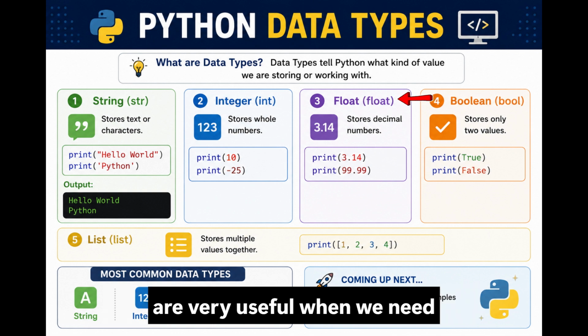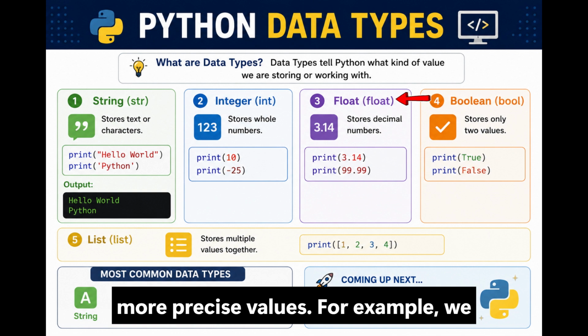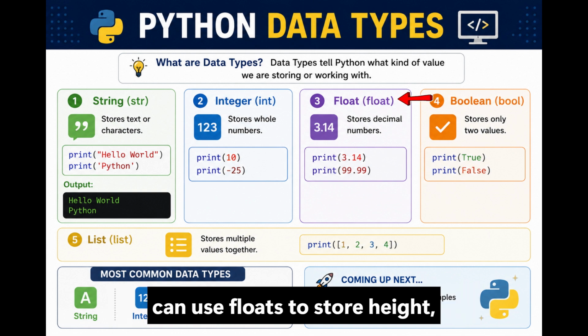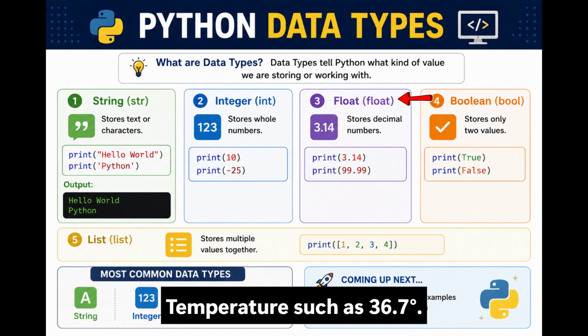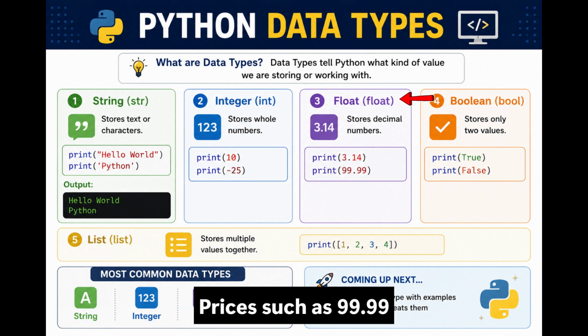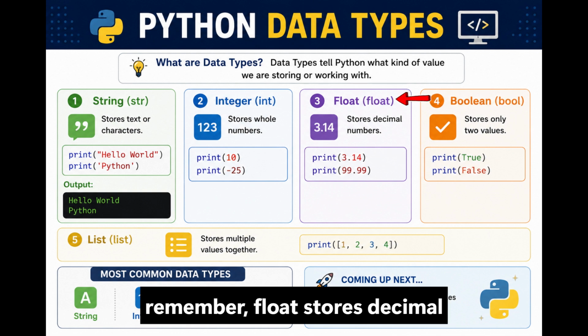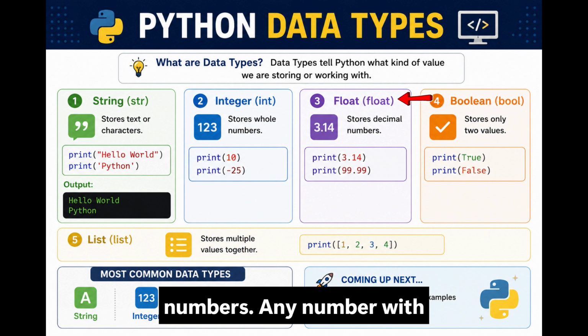Floats are very useful when we need more precise values. For example, we can use floats to store height, such as 5.8 feet, weight, such as 65.5 kilograms, temperature, such as 36.7 degrees, prices, such as 99.99 rupees or dollars. So remember, float stores decimal numbers.